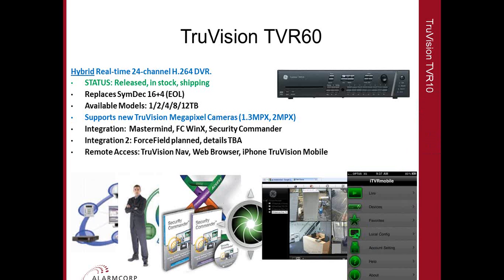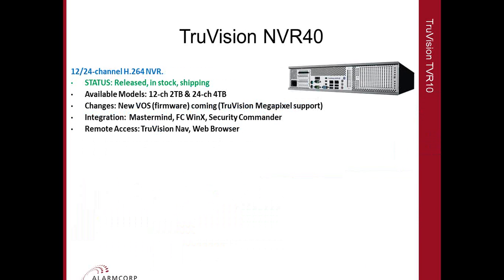Now we move over to the NVR range, the TruVision NVR20. This is available in two versions, either as a 12 channel or as a 24 channel NVR. It is a released product, it is in stock, and it is shipping. The 12 channel comes with 2 terabytes on board at the moment, and the 24 channel has 4 terabytes on board.